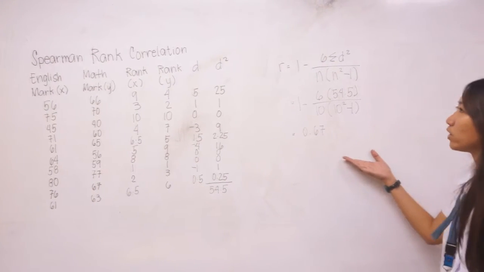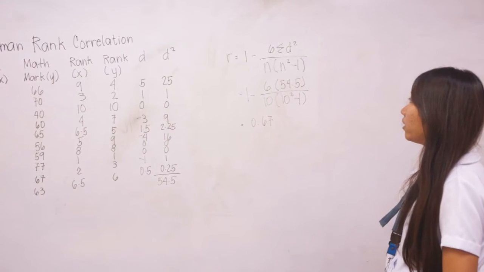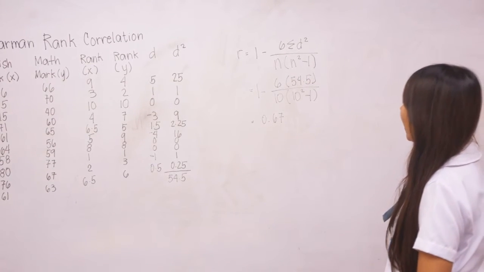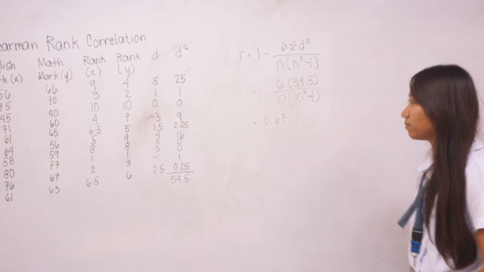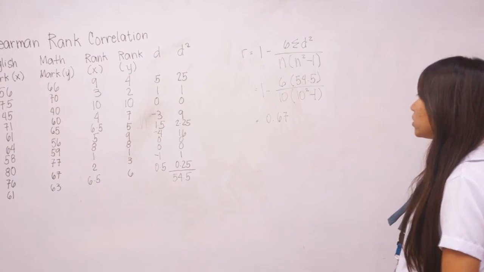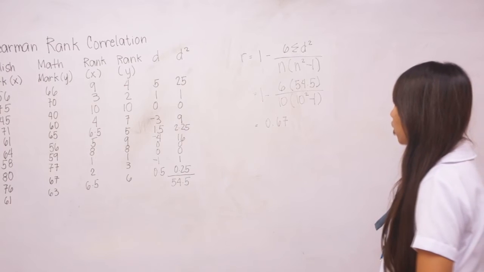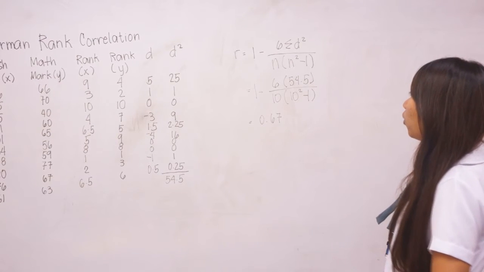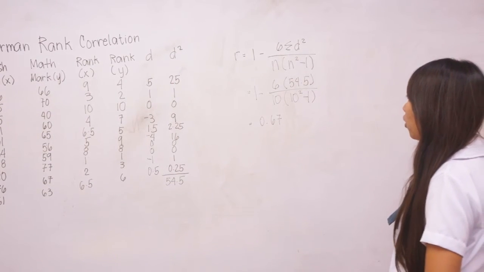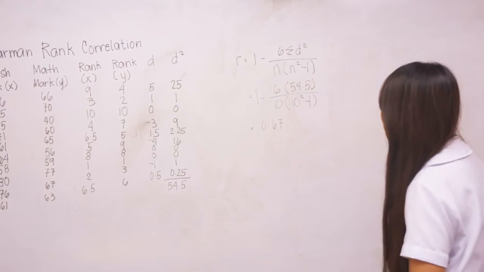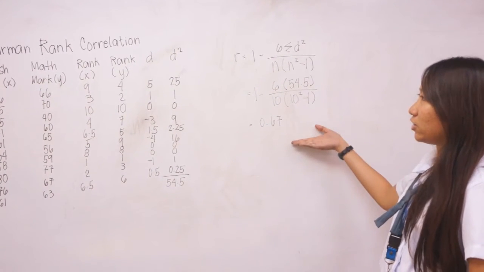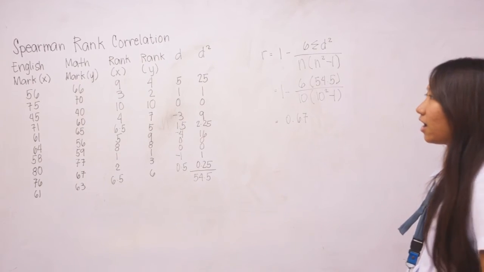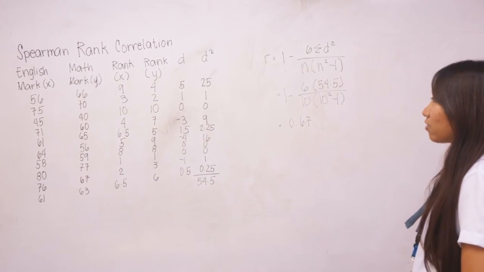This is the equation for the Spearman rank correlation, where 1 minus 6 times the summation of d squared, all over n times n squared minus 1, will give us the answer. Substituting the necessary values of d squared, we can get the Spearman rank correlation of 0.67, where 1 minus 6 times 54.5, all over 10 times 10 squared minus 1, will give us the necessary value of 0.67. Since it is positive, it shows us the x element and the y element are directly proportional.